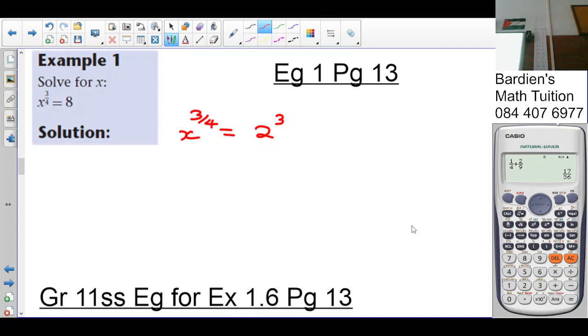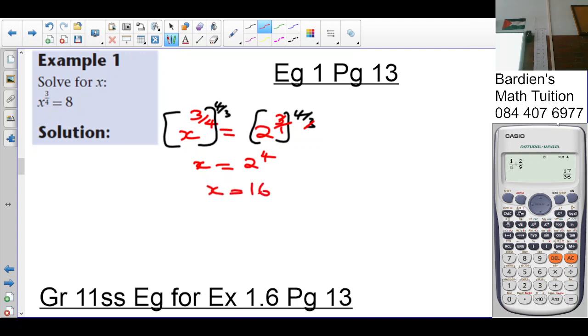So how do I get rid of 3 over 4? You raise it to the exponent 4 over 3. So that cancels, gives us x is equal to 2 to the exponent 4. What is 2 to the exponent 4? Okay. You all understand?